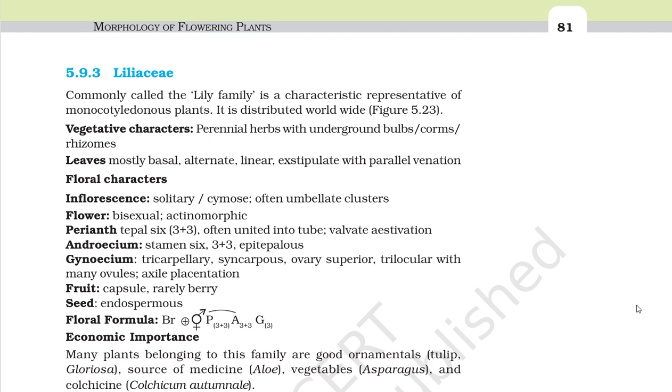Floral characters: inflorescence solitary or cymose, often umbellate clusters. Flower bisexual, actinomorphic. Perianth: tepals 6, 3 plus 3, often united into tube, valvate aestivation. Androecium: stamens 6, 3 plus 3, epipetalous. Gynoecium tricarpellary, syncarpous, ovary superior, trilocular with many ovules, axile placentation. Fruit: capsule, rarely berry. Seed: endospermous.